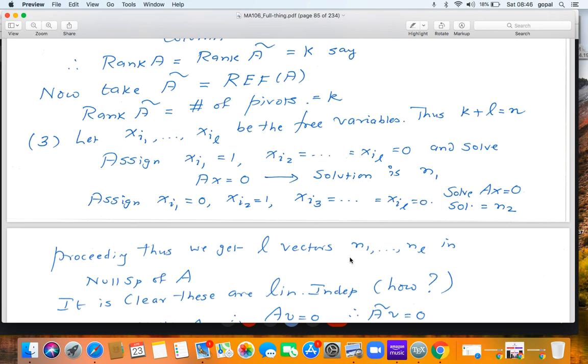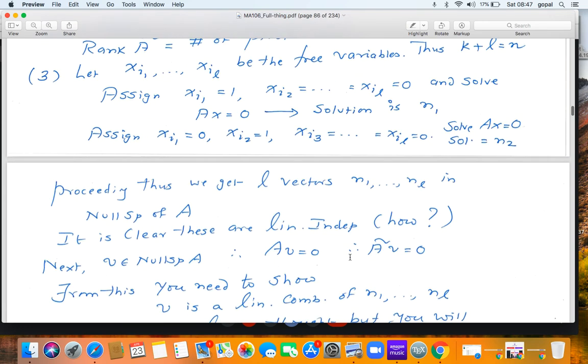Now in n1, xi1 was 1 and all other free variables were 0. In n2, xi2 was 1 and the other free variables were 0. It is very clear that n1, n2, ..., nl will be linearly independent just by looking at the positions of the ones and zeros in the free variables. So everybody seems to have figured out that n1, n2, ..., nl are linearly independent elements in the null space.